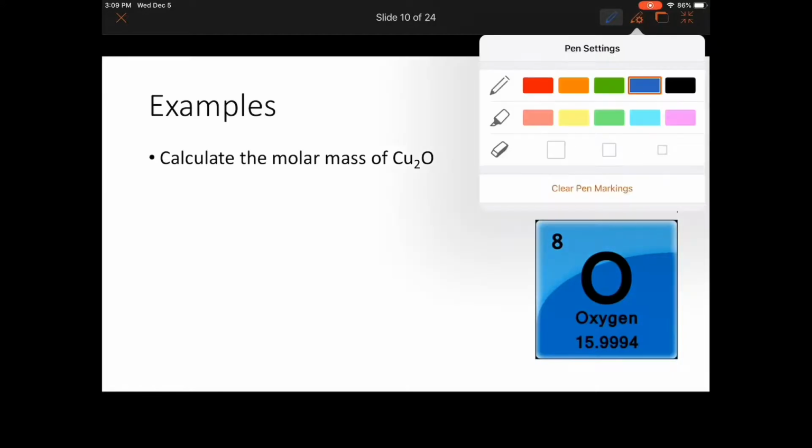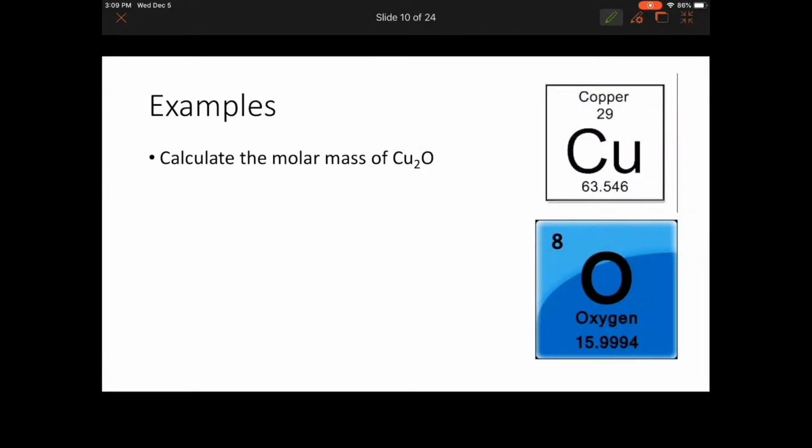Let's try an example. In this example, we have copper oxide. And first steps first, we need to identify how many moles that we have. It looks like for copper, we have 2 moles. And oxygen, we have 1 mole. Now we have to multiply them by their molecular mass. Copper's molecular mass is 63.5, so we'll round that to 64. And oxygen's molecular mass is 15.9, so we're going to round that to 16.